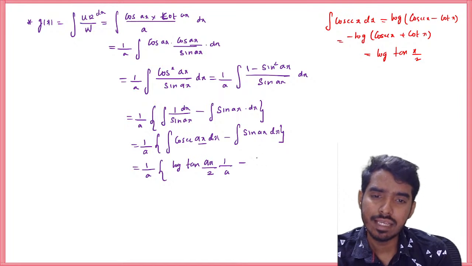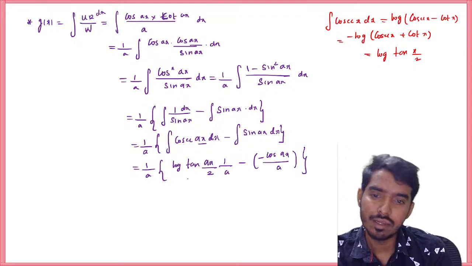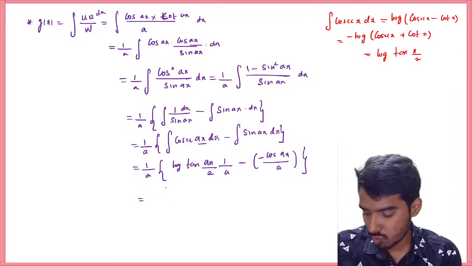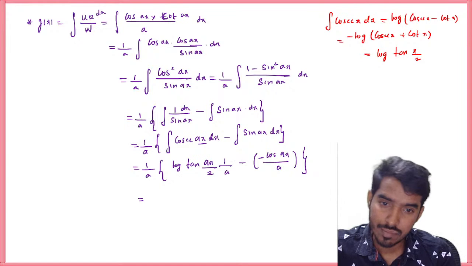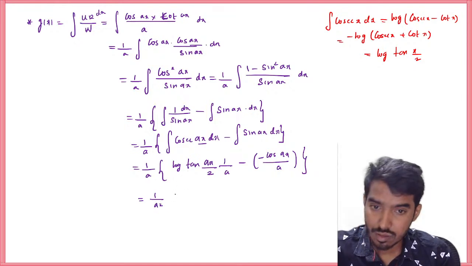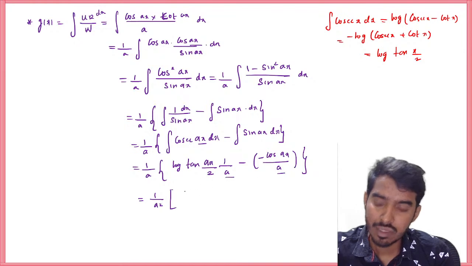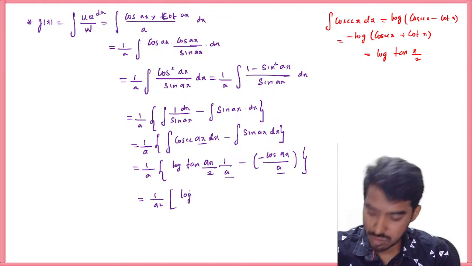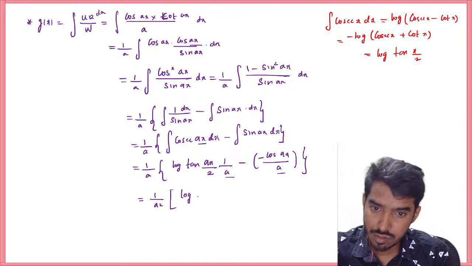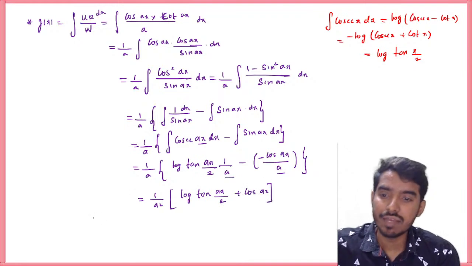And integration of sin ax is minus cos ax by a, right? So that's it. This is the value of your g of x. So if I take this, this is plus, right? So if you multiply this a inside, we will have 1 by a square. Let us take this 1 by a outside here, right? This 1 by a and this 1 by a. So we will have log of tan ax by 2 plus cos ax. This is your g of x.